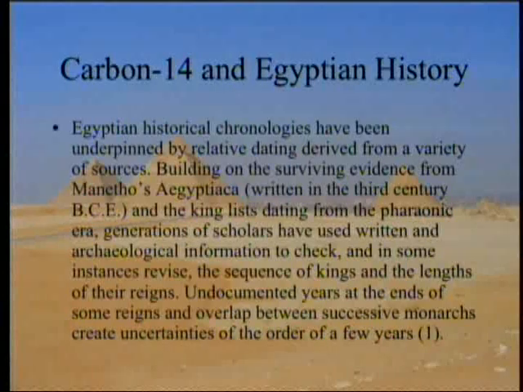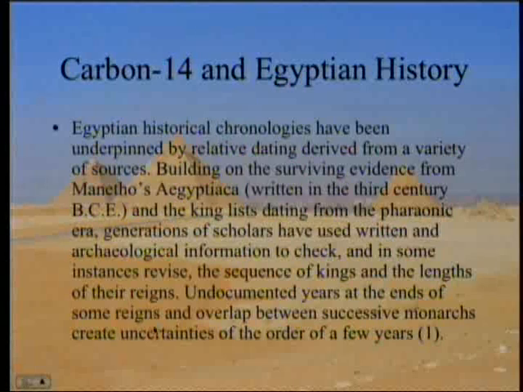He starts out, and by the way, I'm not going to read the whole article for you. Egyptian historical chronologies have been underpinned by relative dating derived from a variety of sources, building on the surviving evidence from Manetho's Egyptica, written in the 3rd century BCE, and the king list dating from the Pharaonic era. Generations of scholars have used written and archaeological information to check, and in some instances revise, the sequence of kings and the lengths of their reign.